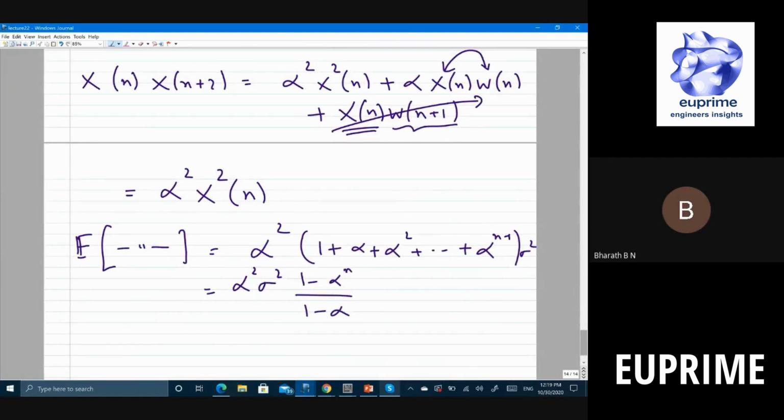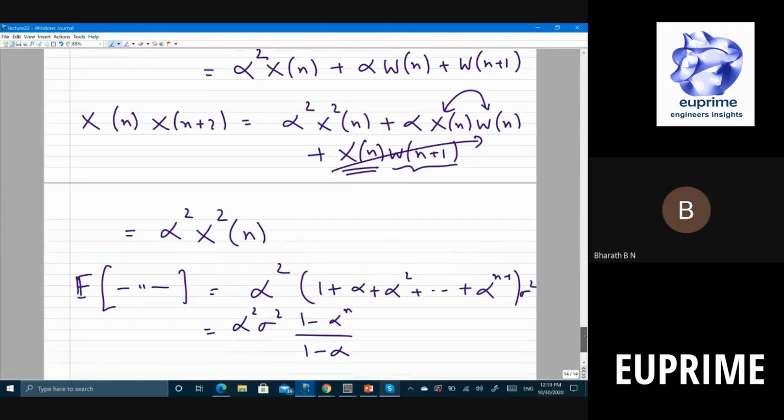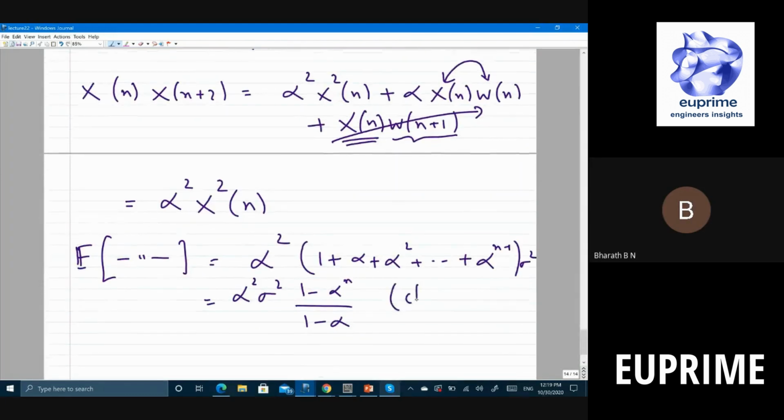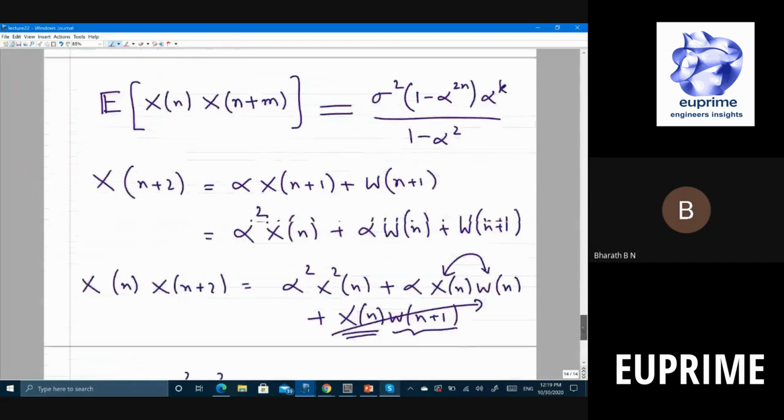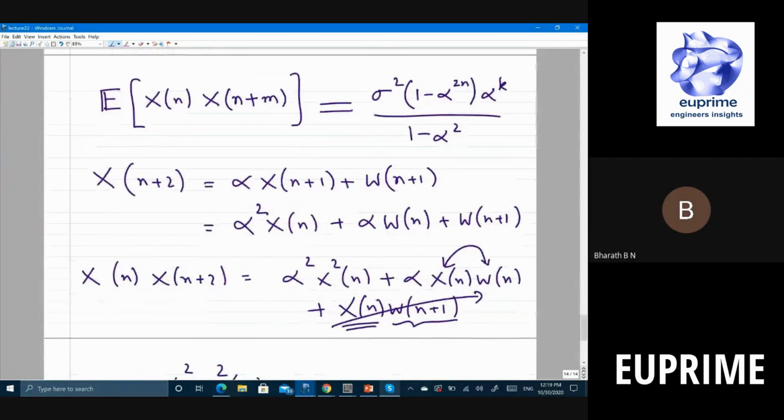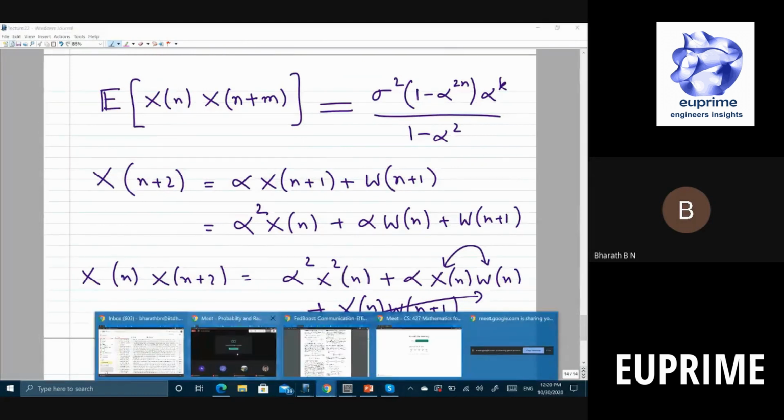Do you agree with this? Maybe check. I might have missed out some terms, but I think the flow is correct. I might have done some algebraic mistake in between, but otherwise the flow is correct. Is this fine?